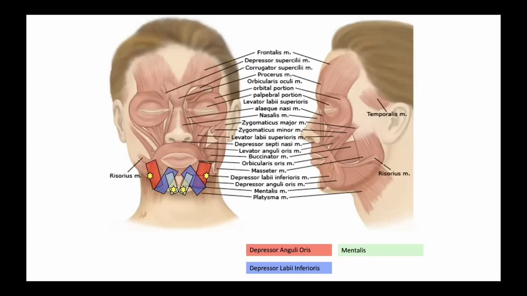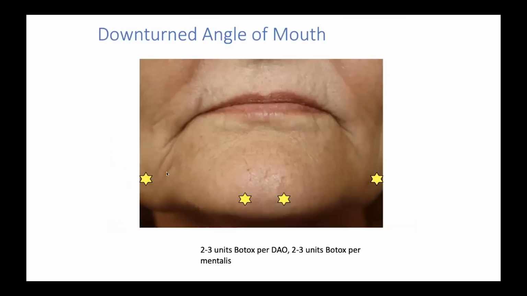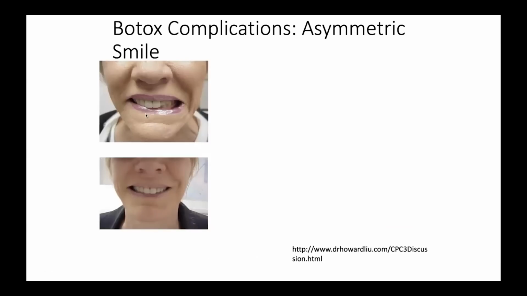And so if we end up treating the depressor anguli oris and a little bit seeps over to this depressor labii, we can actually get complications where the corner of the mouth is up too high. This is actually the complication side where the depressor labii was hit, and so this corner of the mouth is up relative to where it should be when she smiles. How do we treat that? Well, we'll just knock it out on the other side and then wait for both sides to normalize.